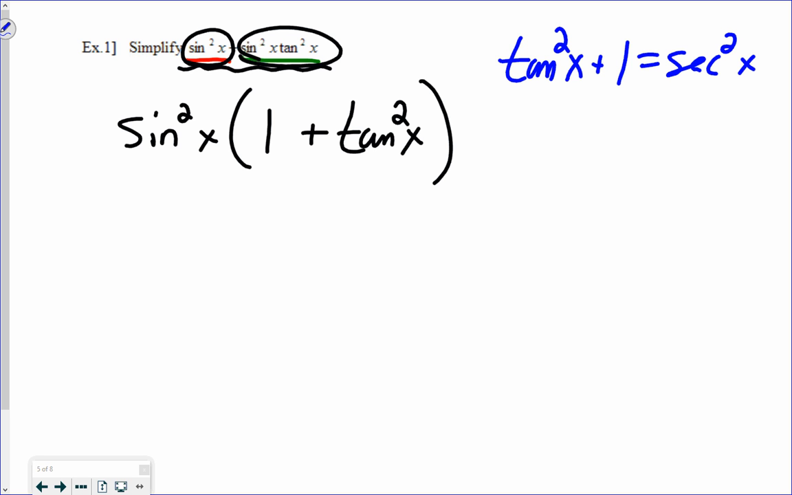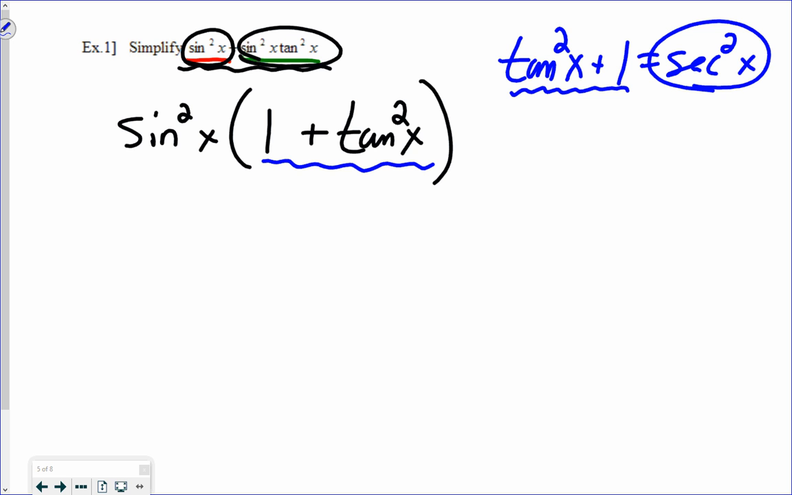I'll be honest with you, anytime you can get rid of a plus or a minus or something like that is a good thing to get rid of. So it's saying anywhere I see tangent squared of x plus 1, I can replace it with secant squared. So this I can replace with secant squared if we want to. I think that seems like a pretty good option. Right? Let's do that. Let's replace it.